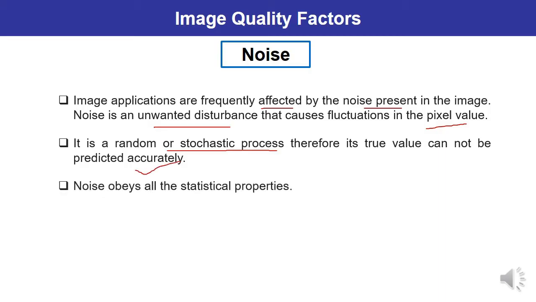And noise obeys all the statistical properties. For example, if the intensity level, the gray level, is multiplied by a certain factor, and if noise is present in that particular image, noise will also be multiplied by that same factor. So noise obeys all the statistical properties. Therefore, we can say that noise is also one of the major factors which contribute to image quality.